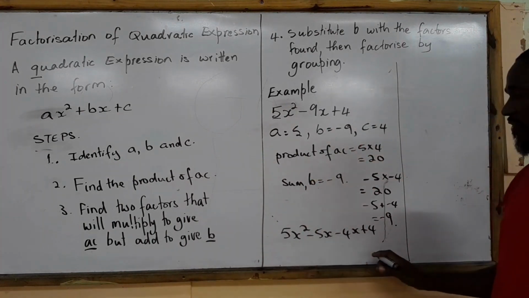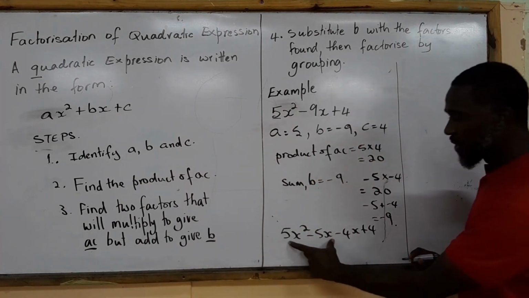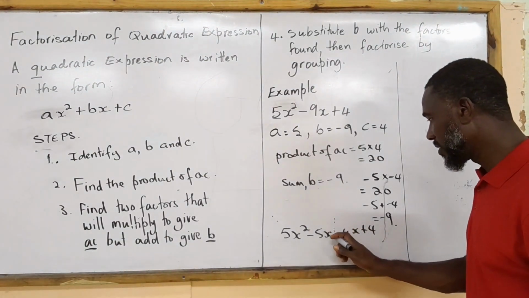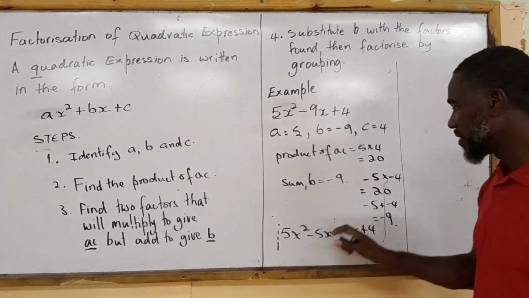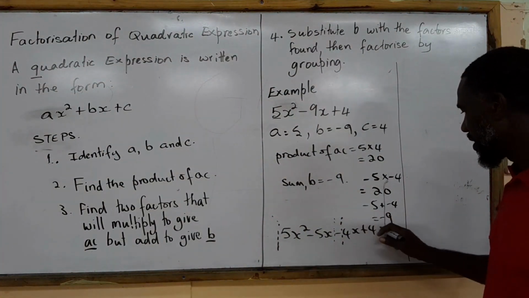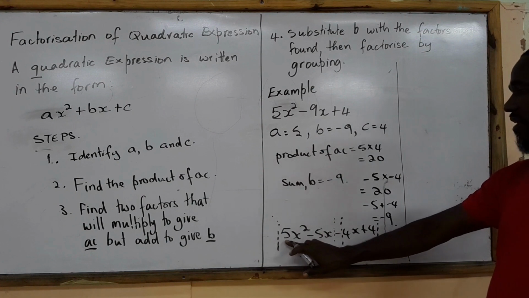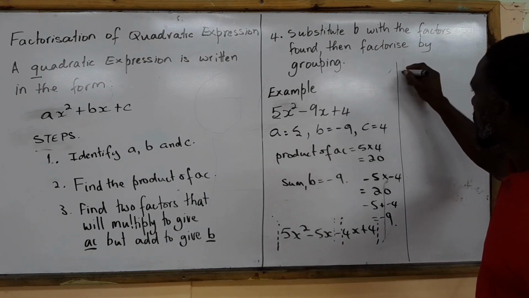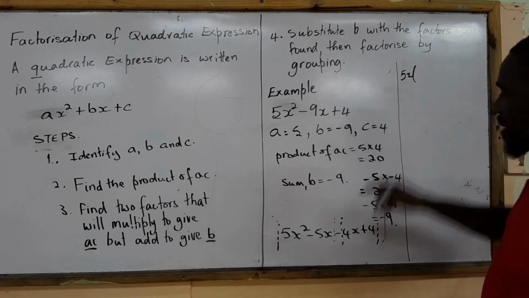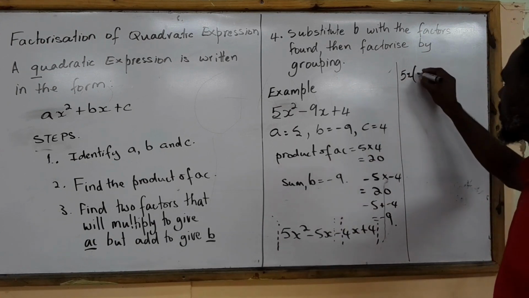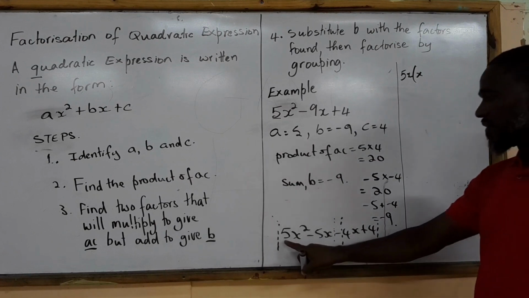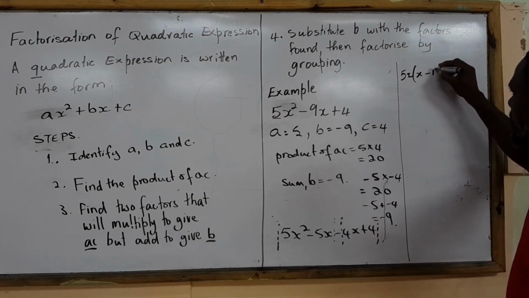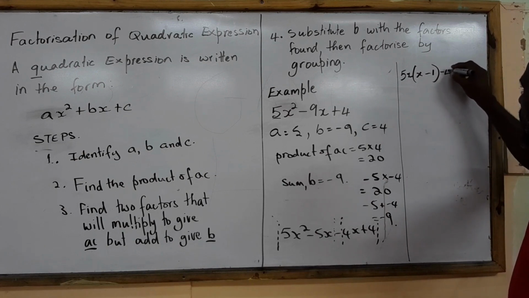Alright? So now we are going to factorize by grouping. So we're going to group these two and see what is common here. Alright? If you notice, we have a 5x that is common. 5x into 5x squared goes x. 5x into 5x goes 1 time. Then we have a minus 4.